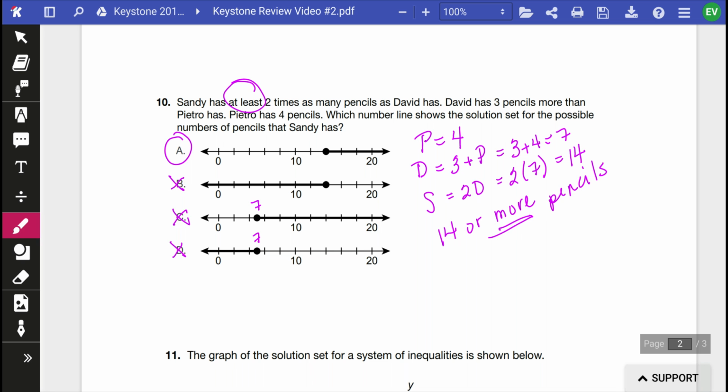Also pay attention to the dot. Is it an open circle or a closed circle? In this case, Sandy can have 14 pencils. So that should be a closed circle. If she couldn't have 14, it would be an open circle. Okay? I hope that clears up some misunderstandings there.